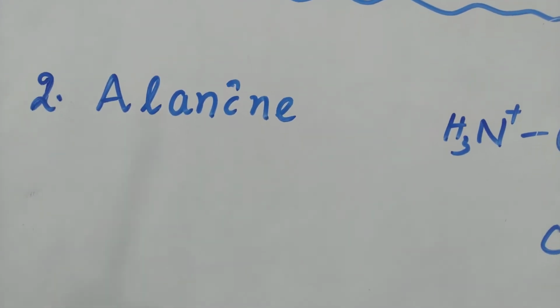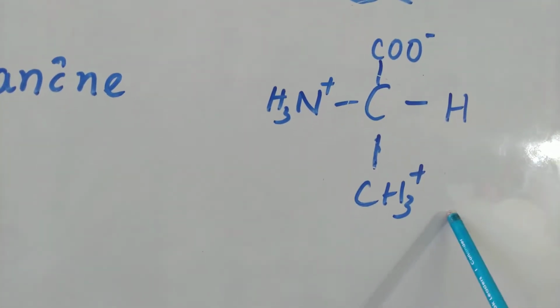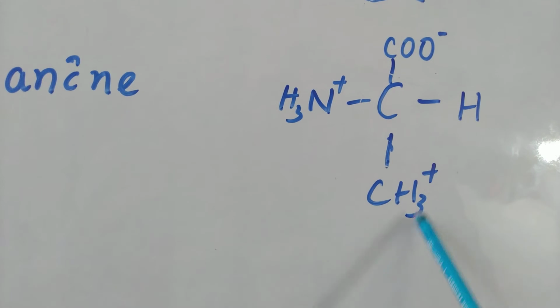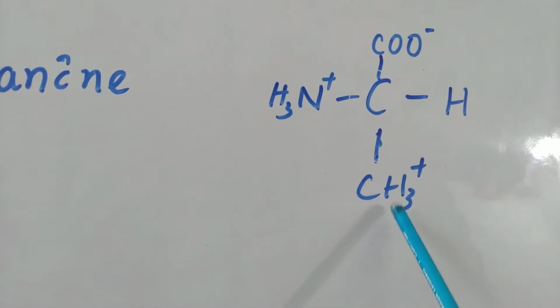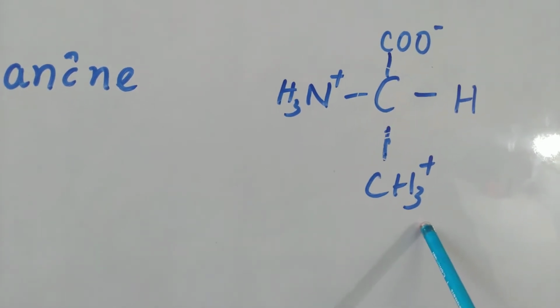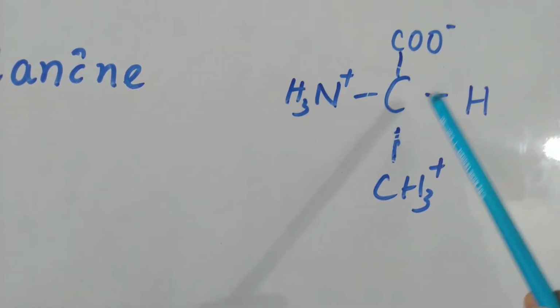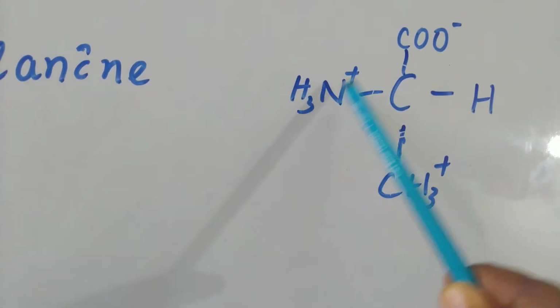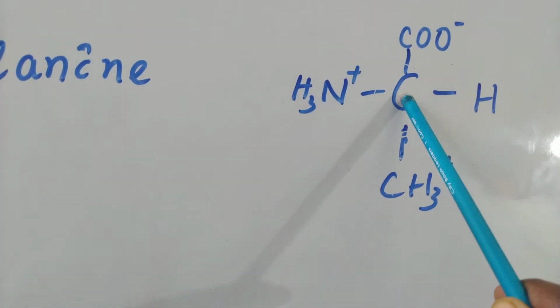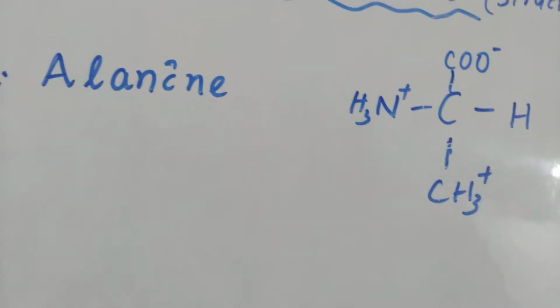The second one is alanine, and if you see, in case of glycine there was a hydrogen atom here, but in case of alanine we can see there is a methyl group here. So you can say this carbon is a chiral carbon because it has 4 different groups attached to its central carbon. Yeah, so this is alanine.